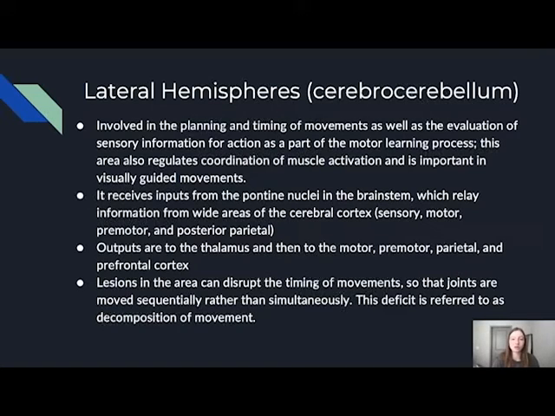And then outputs go to the thalamus and then to the motor, premotor, parietal, and prefrontal cortex. And that's where it's telling the cerebrum, this is what we should do for the planning of the movement.